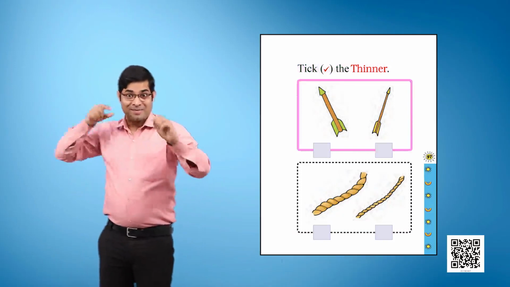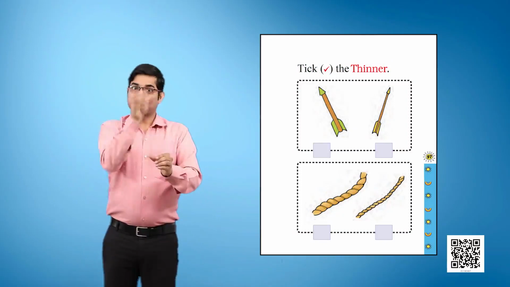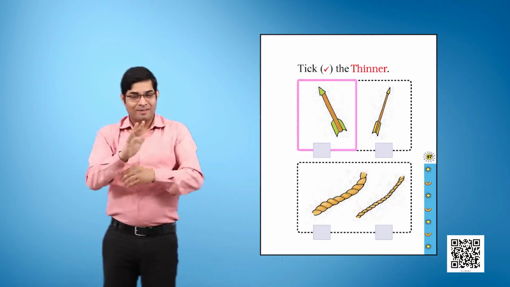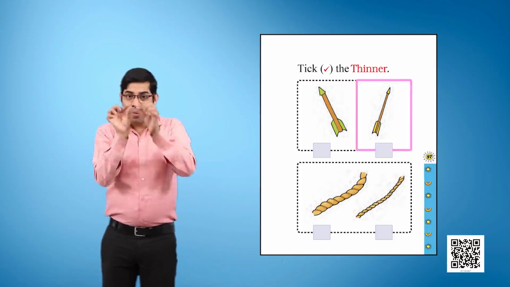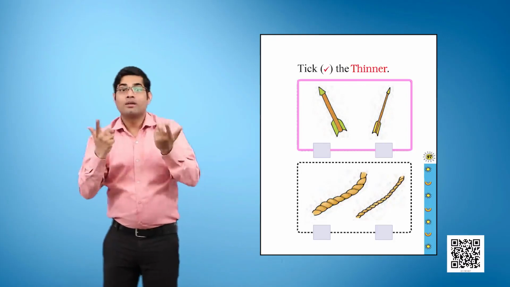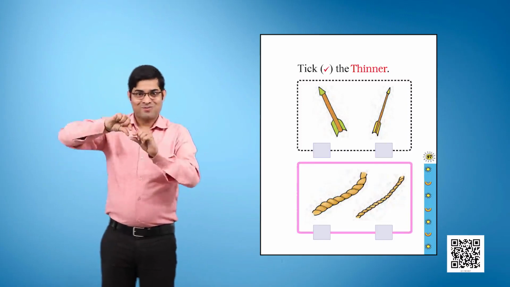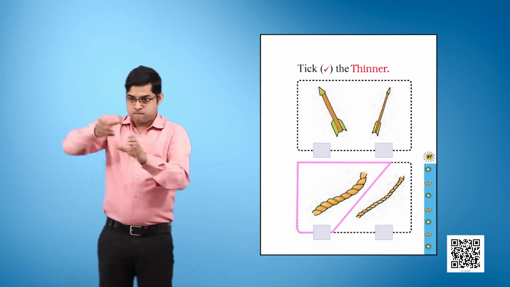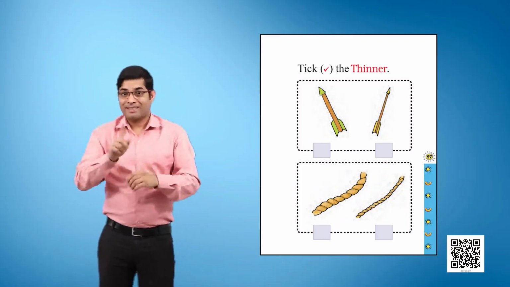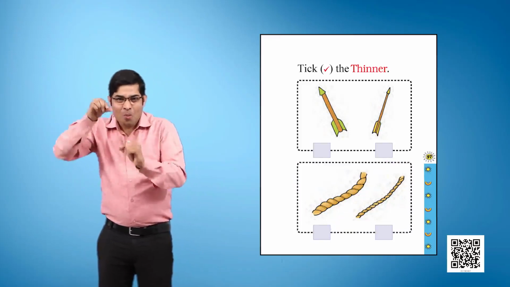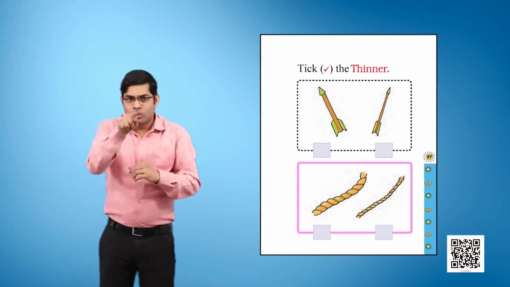Part 3, Picture 1 shows 2 arrows. Arrow 1 is as round as your arm. Arrow 2 is as round as your finger. You have to tell which arrow is thinner. Part 3, Picture 2 shows two ropes. Rope 1 is as round as your arm, and rope 2 is as round as your finger. You have to tell which one is thinner.